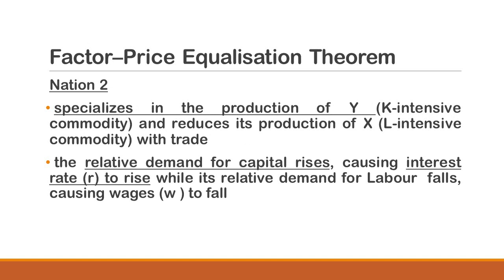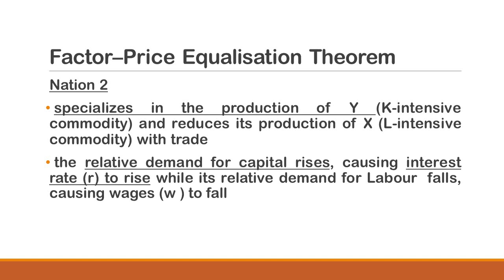In the case of Nation 2, we know that Nation 2 specializes in the production of capital intensive good Y. When it enters into international trade with the other nation, it specializes in the production of Y, and it reduces the production of the labor intensive good X. Then relative demand for capital increases in Nation 2, and this leads to a rise in the interest rate in Nation 2, while the relative demand for labor falls, so wages decrease.